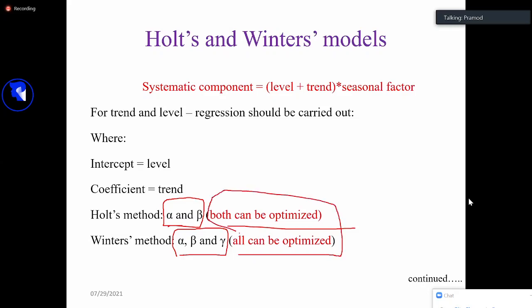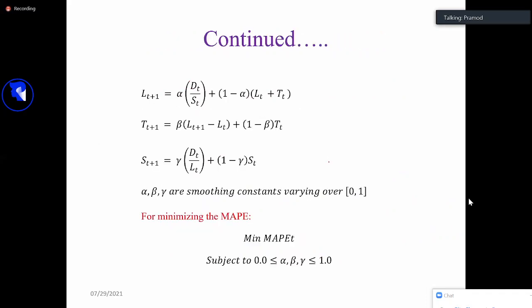How to do it? You can go to the solver and do it. Solver is available in Excel, so you can do that. Then what happens here is your alpha and beta, and here alpha, beta, and gamma. Right. So the refinement of the model will look like this.